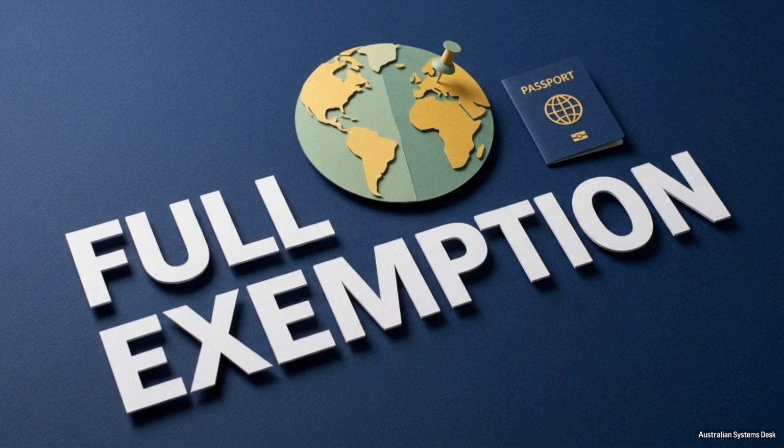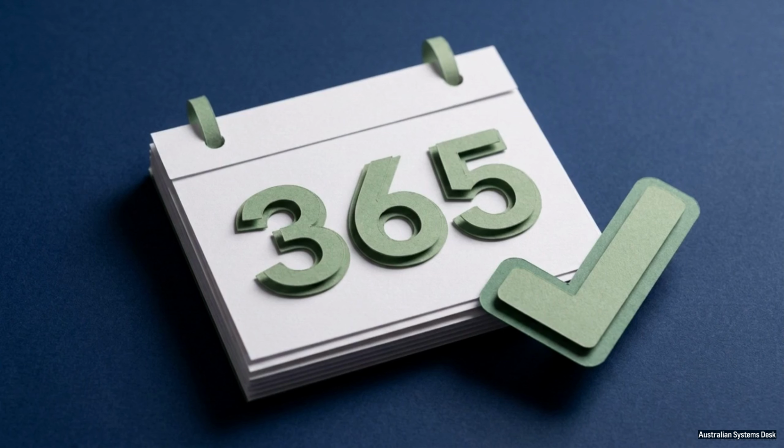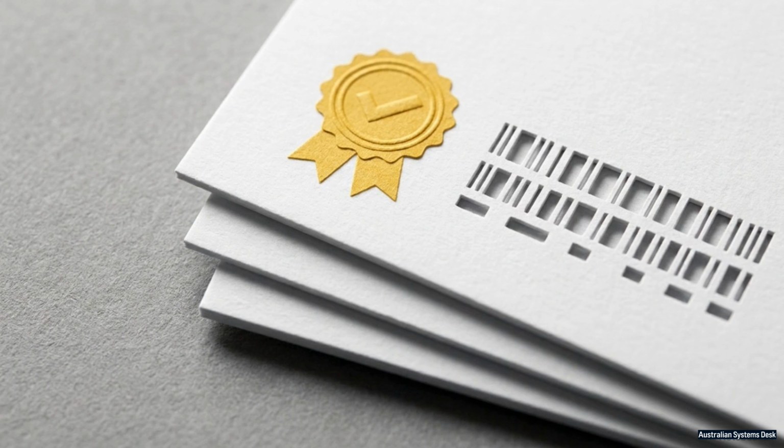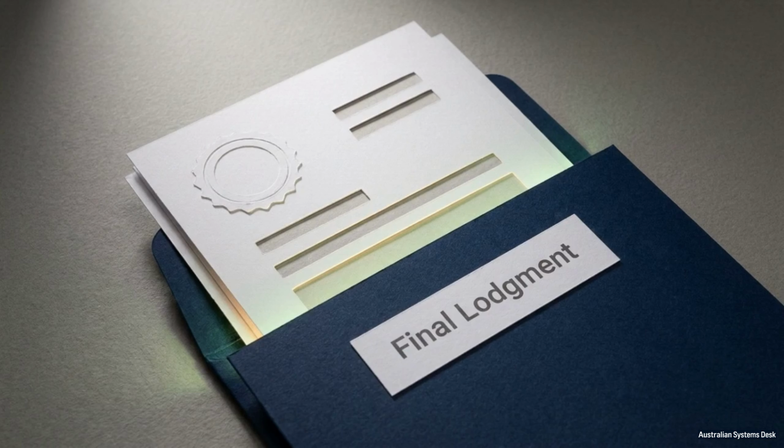If you are a foreign resident for tax purposes for the entire financial year, you can claim a full 365-day exemption based purely on that tax status. However, if you are a resident for tax purposes but not entitled to Medicare, you must apply for a Medicare Entitlement Statement, or MES, from Services Australia to claim an exemption. The ATO then uses this statement to finalize your tax assessment.